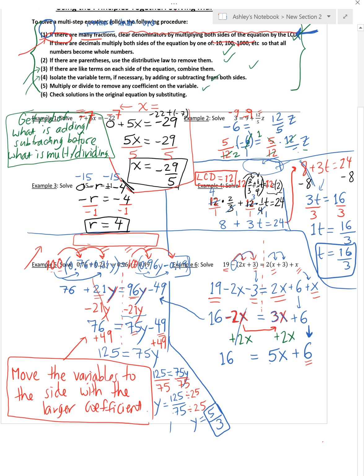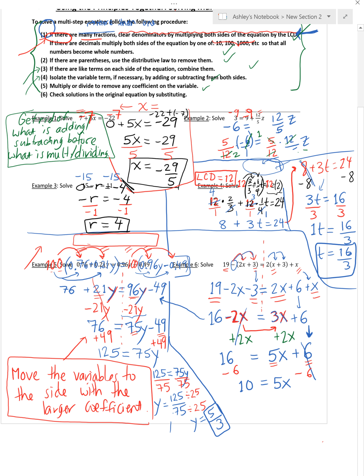So I need to move this 6 over and then move this 5 over. Since the 6 is being added, I'll do the opposite and subtract it. And I think we're getting closer here. Over on the left you have 16 minus 6, that's 10. And on the right side the 6 is cancelled because 6 minus 6 is 0. All that's left is 5x.